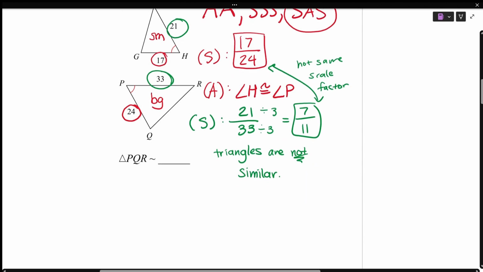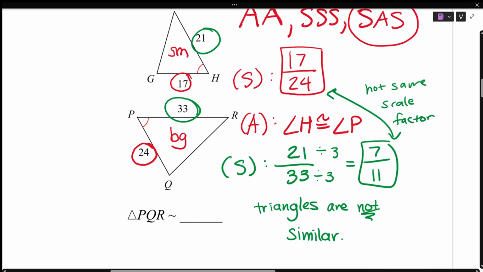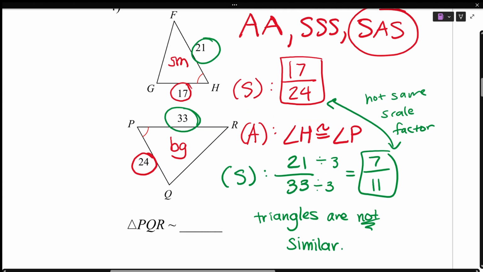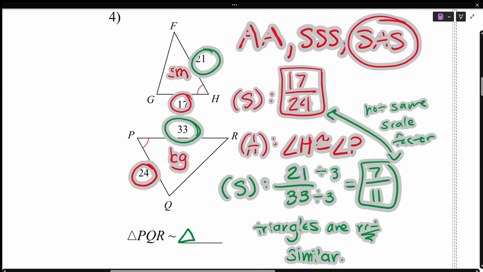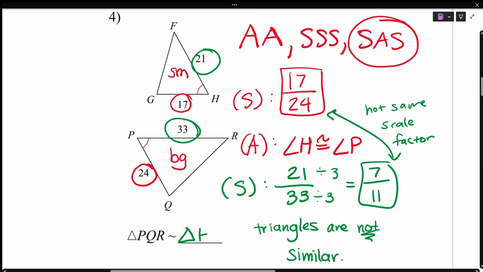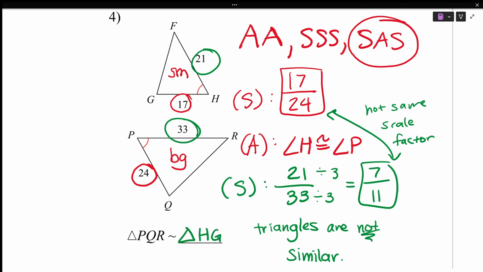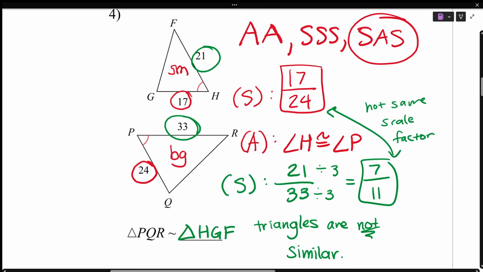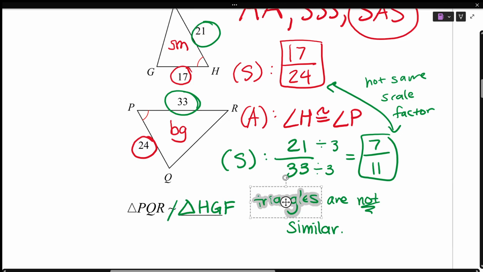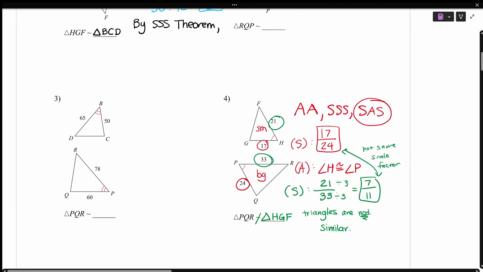If you want to write that in terms of math, PQR is similar to HGF, and you're just going to put a little slash through the similar sign. That means not similar.